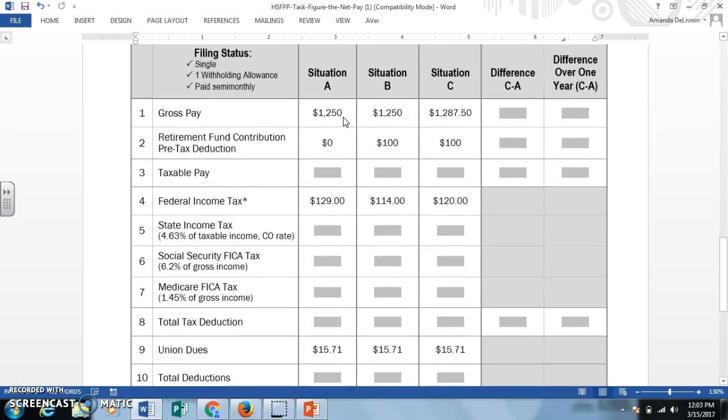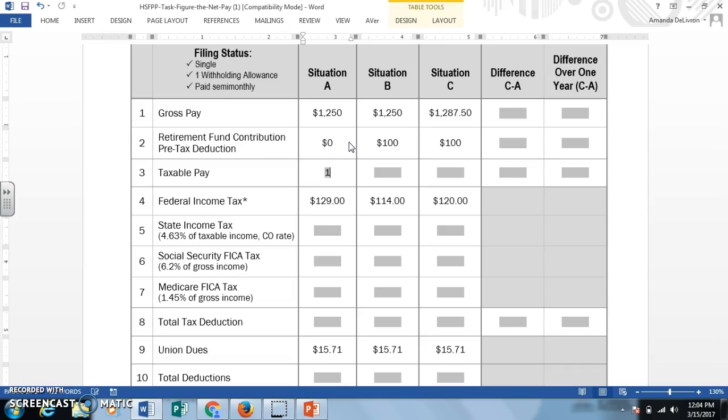So your gross pay, you get paid twice a month. So if you take $30,000, you divide it by 24. 30,000 divided by 24 is $1,250 that you're getting a paycheck. And in this situation, you're not giving any contributions to your retirement or any pre-tax deductions. So your taxable pay, you owe tax on that $1,250.